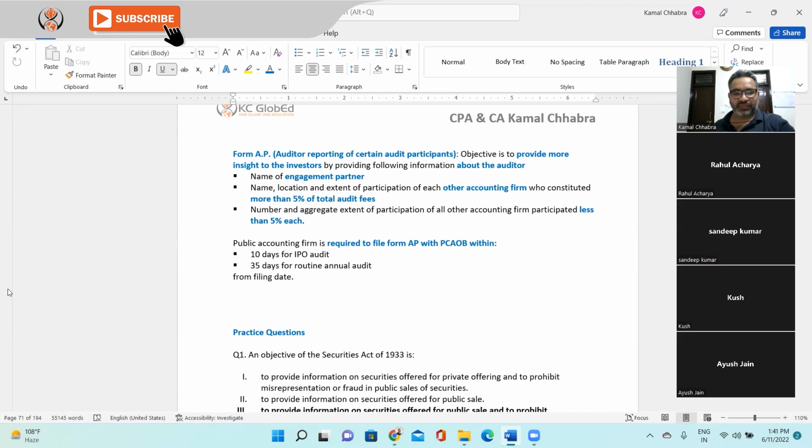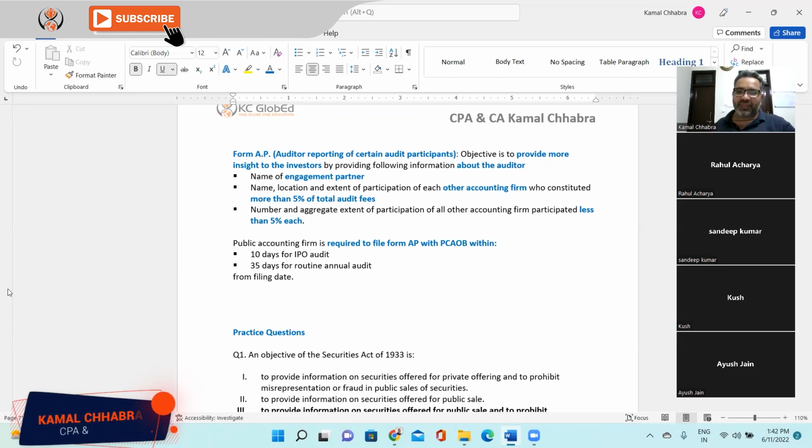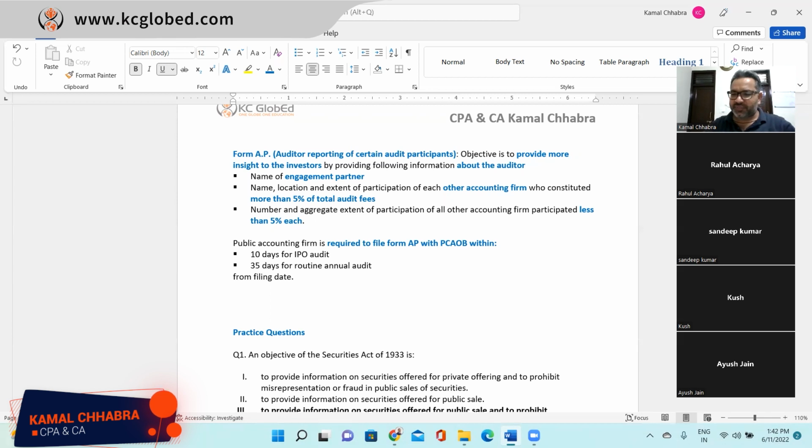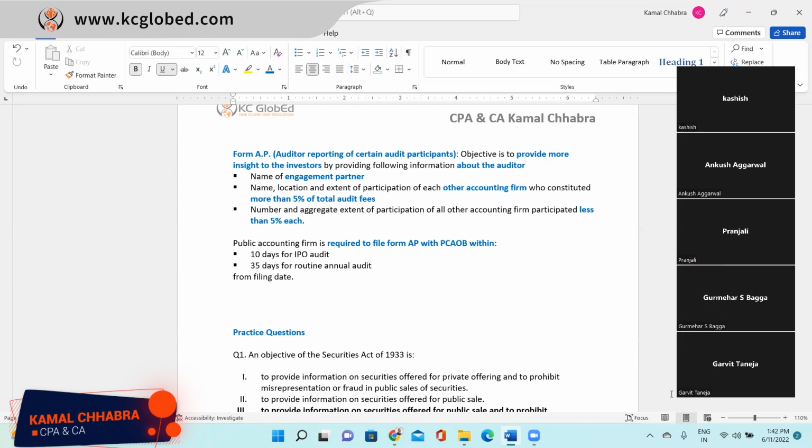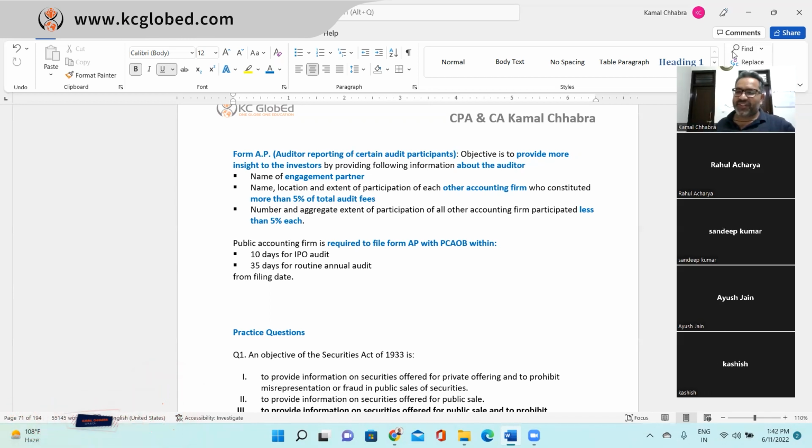Anyone? It may be what team is involved in the audit of a client and whether their qualification requirements are meeting the criteria or not, we need to mention. It's only a guess, sir. I don't know actually what it is. Anyone else, like Kush, Ayush, Ankush, do you have any idea of Form AP? No, sir. I haven't heard about it. Form AP, I've heard of it, but never worked on it.